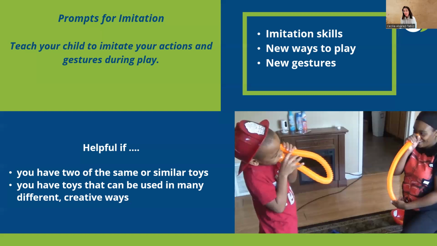Teaching imitation during play is most helpful when you have 2 of the same or similar toys, so that you and your child can imitate each other at the same time. Some toys work better than others for teaching object imitation and gesture imitation. It is also much easier to model actions for your child to imitate when you use toys that can be used in a number of different and creative ways.